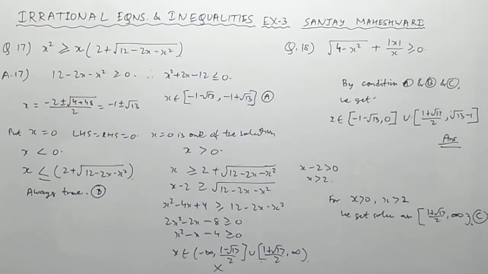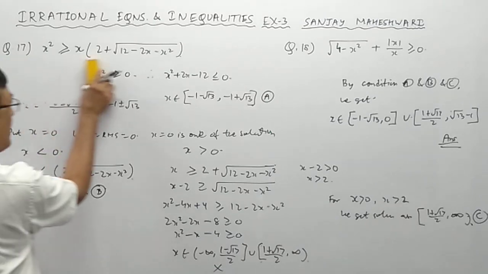So this is a very good question. We have got the solution as minus 1 minus root 13 to 0, both closed, and again closed, 1 plus root 17 by 2 to root 13 minus 1. Now we will move on to question number 18.